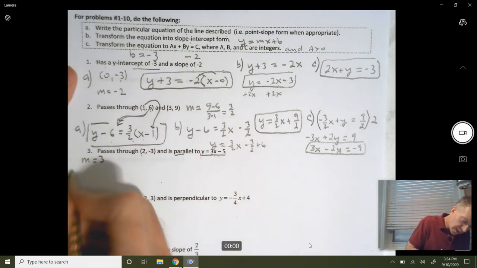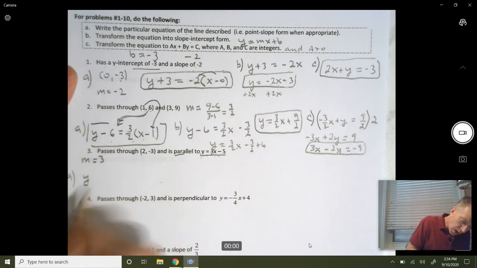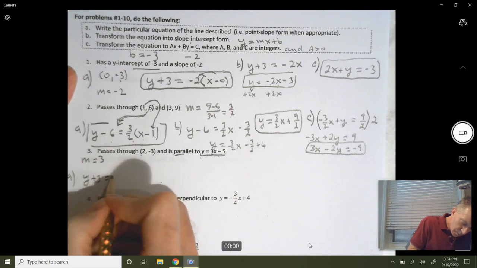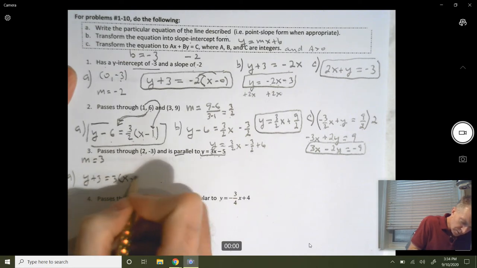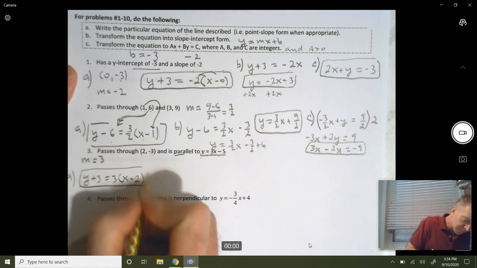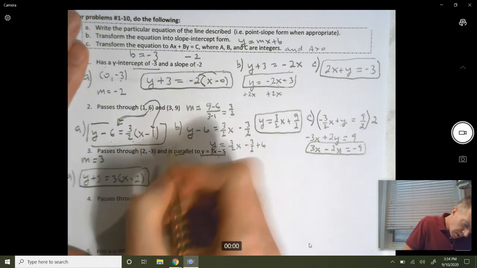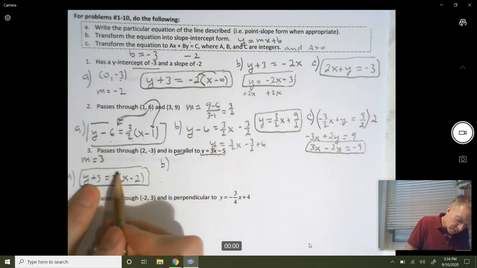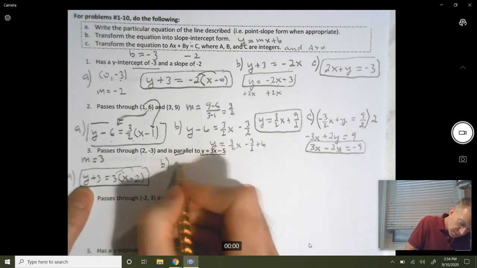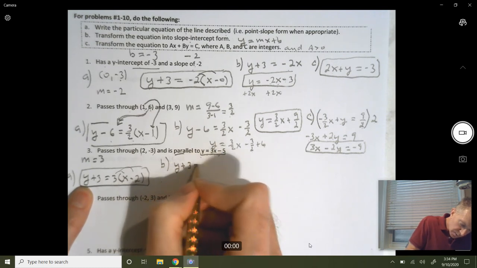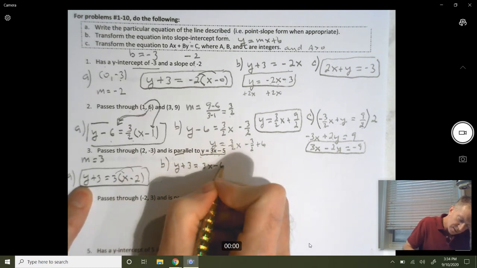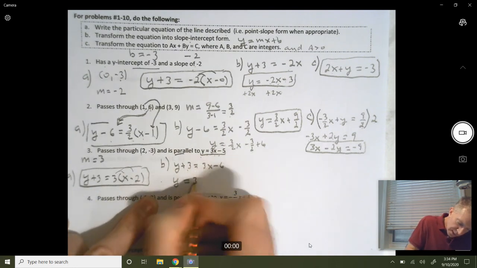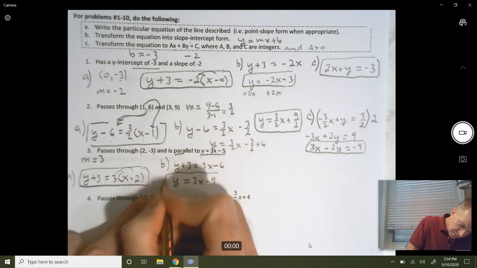Okay, so part A, I'm going to do y minus y1. There's my y1. So y plus 3 equals your slope times x minus 2. Okay. Part B, getting into slope-intercept form, we basically distribute that and get the y by itself. So we've got y plus 3 equals 3x minus 6. And I'm going to subtract the 3 over there. So y equals 3x minus 9.